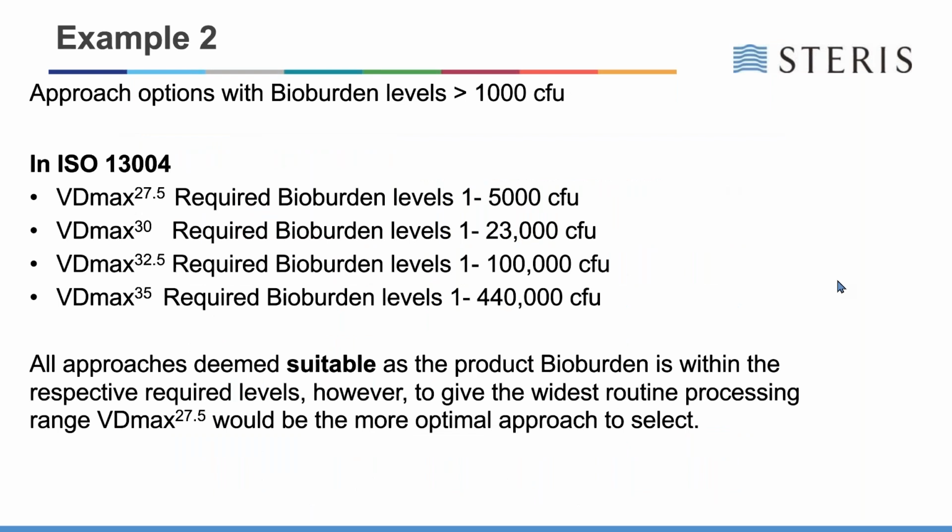In the additional approaches for 13004, we see up to 35 kilograys. We have 4 different approaches that we can use, covering a different wide range of bioburden levels. As we can see, up to 440,000 CFUs. However, when looking at this, we notice that the widest range, at 27.5 kilograys, would be the optimal level to select, as this gave us an upper bioburden level of 5,000 CFUs, which would cover our 2536 CFUs needed.